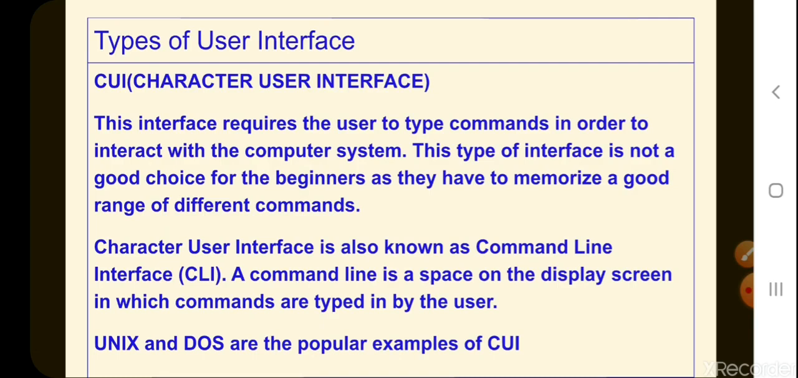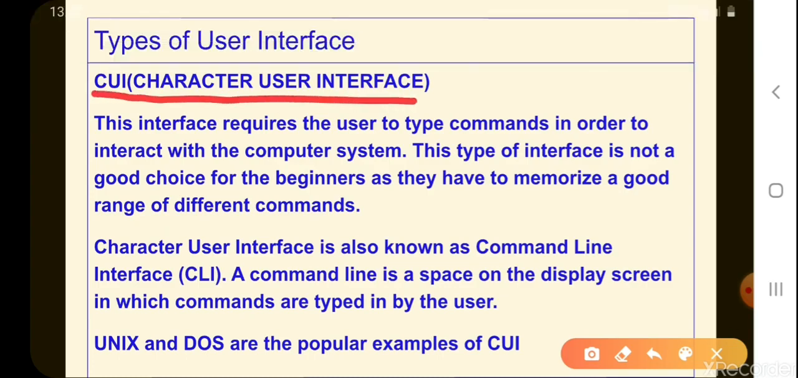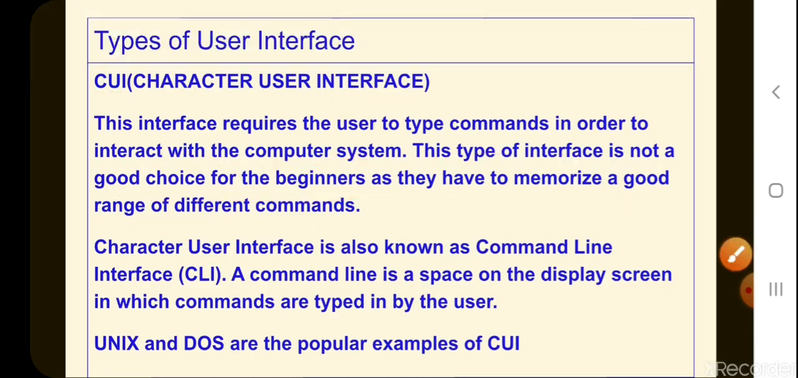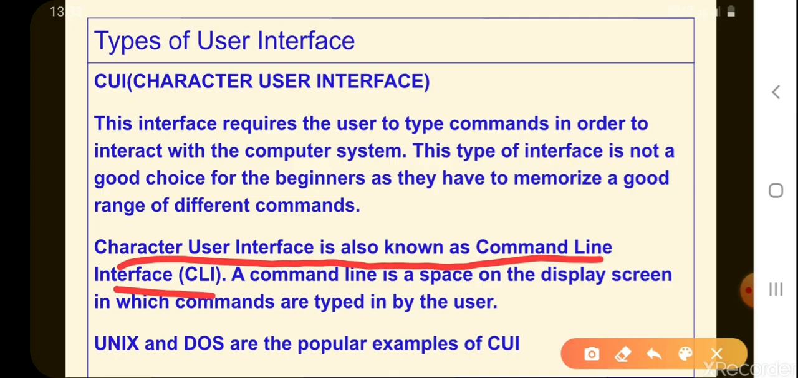We had already discussed that there are two types of user interfaces, GUI and CUI. CUI stands for Character User Interface. This interface requires the user to type commands in order to interact with the computer. This type of interface is not a good choice for beginners as they have to memorize a good range of commands. That is why it is not usually preferred by beginners or people who are new to computers. The character user interface is also known as the command line interface or CLI.